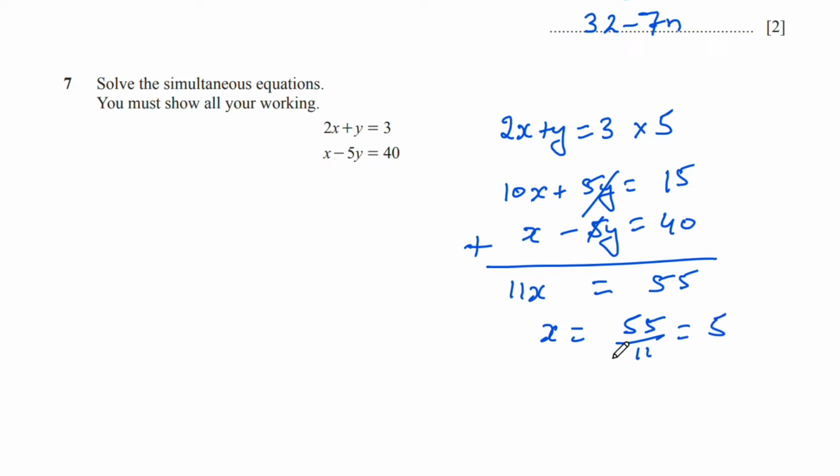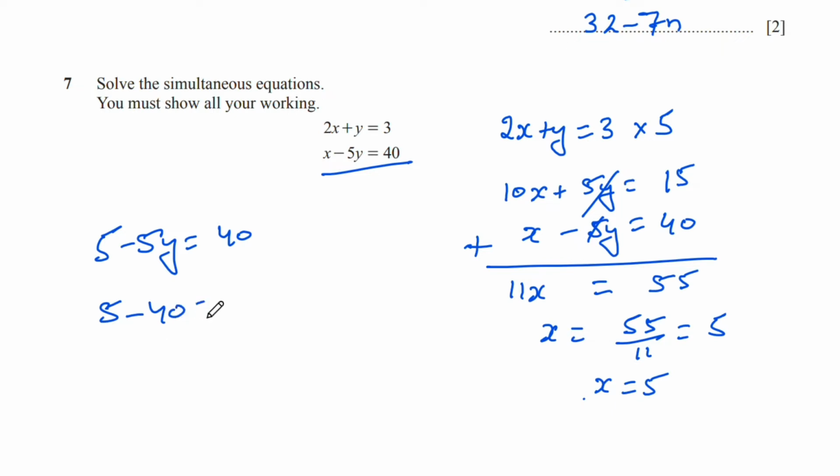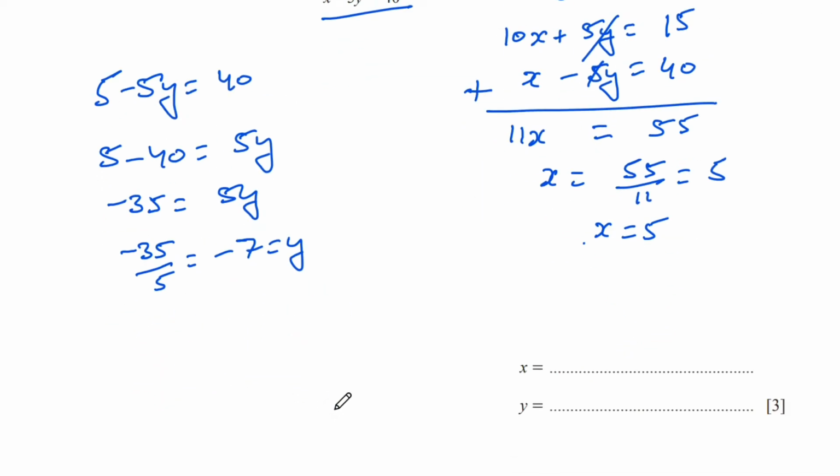X equals 5. Now substituting x equals to 5 in the second equation. So this is 5 minus 5y, that equals 40. Now taking 40 to that side, this will be minus 35 equals 5y. So y equals minus 7. So x is 5 and y is minus 7.